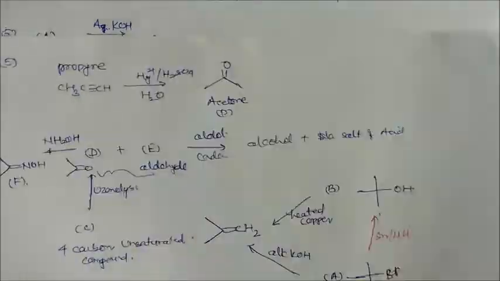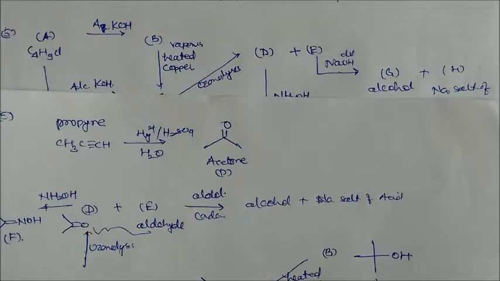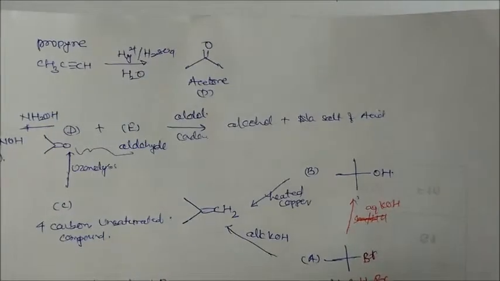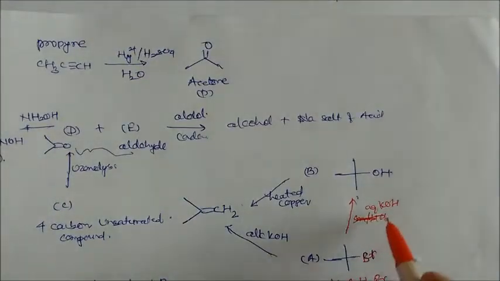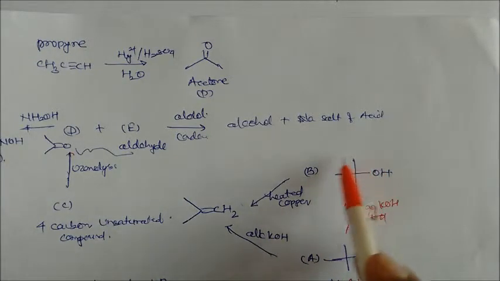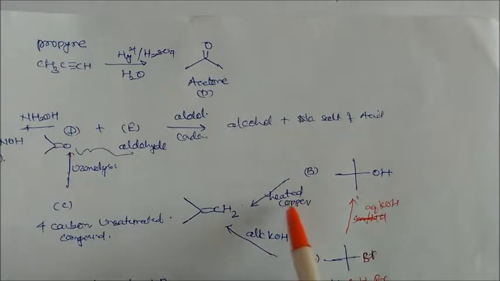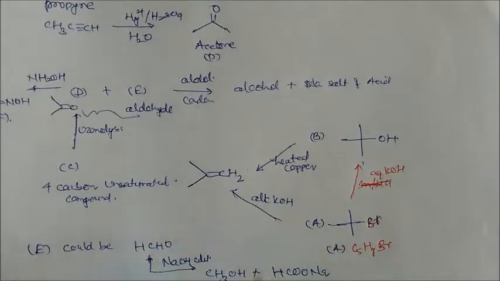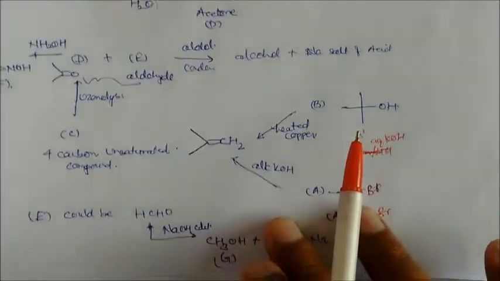So it is not like this. This is aqueous KOH, not alcoholic. If you use aqueous KOH, we can get B from A, and if you heat this B compound using vapors over heated copper, again we can get this compound. So A is C5H9Br. This is B, and what is the E compound?